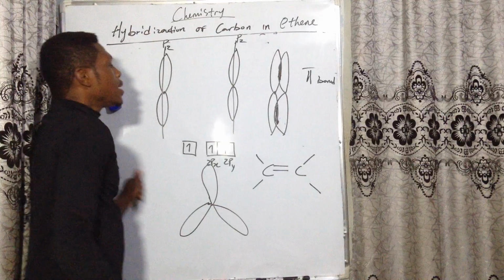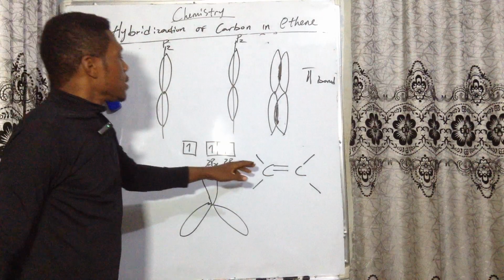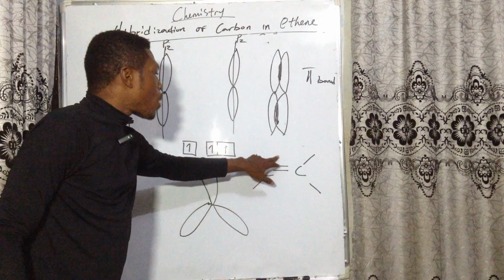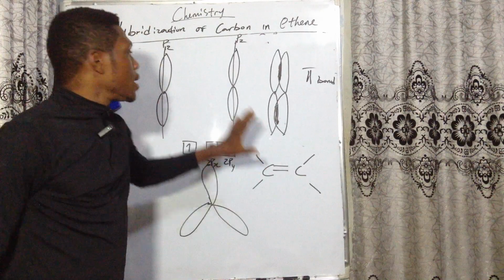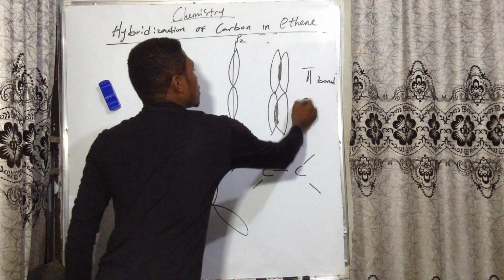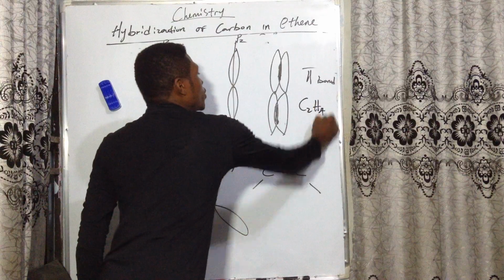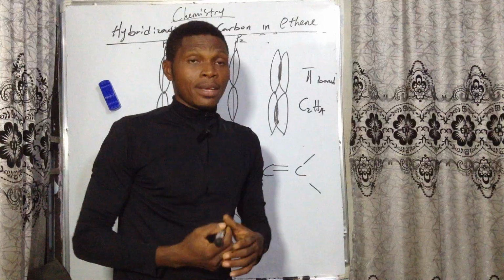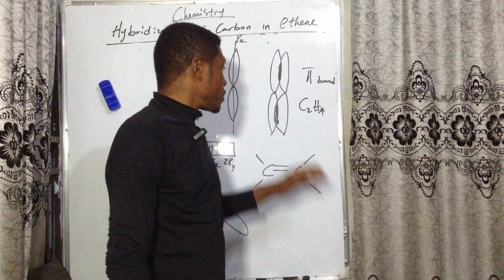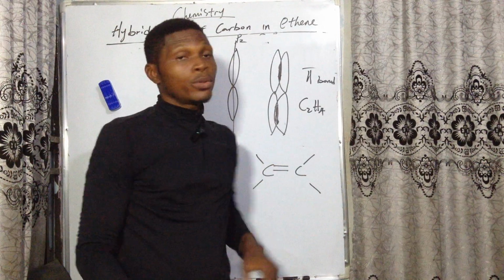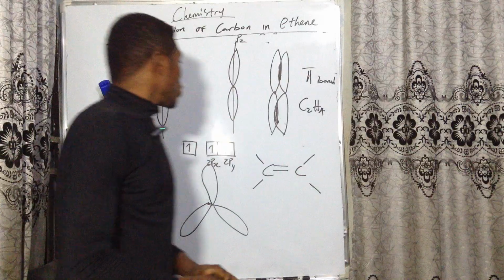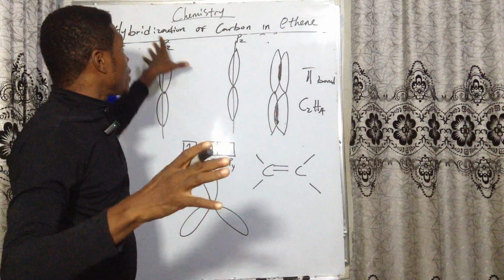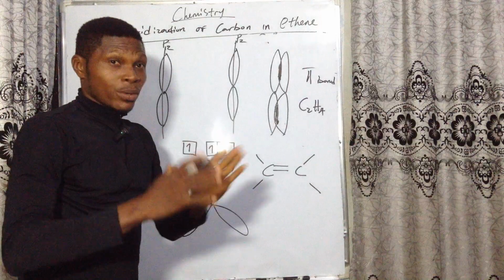Okay, good. Now, because this carbon forms one sigma bond and one pi bond, it makes this ethene, C2H4, a reactive molecule or a reactive substance, because of this weak pi bond here. Do you understand? So this is it. So this is how the hybridization of carbon in ethene works. I hope you understand it.